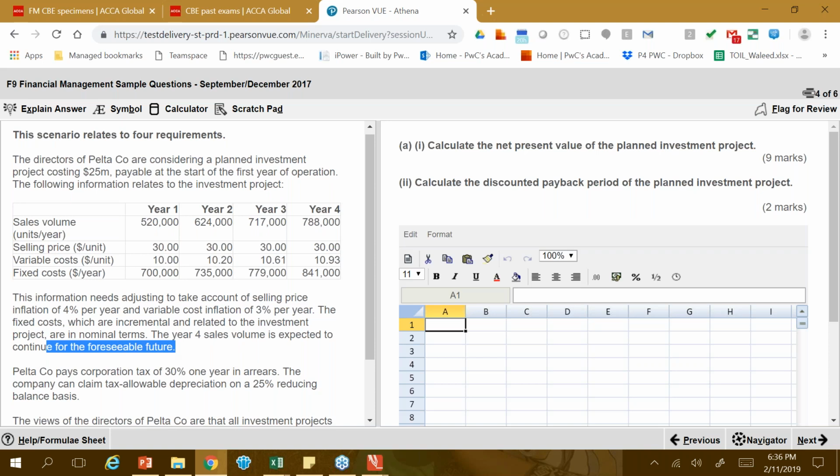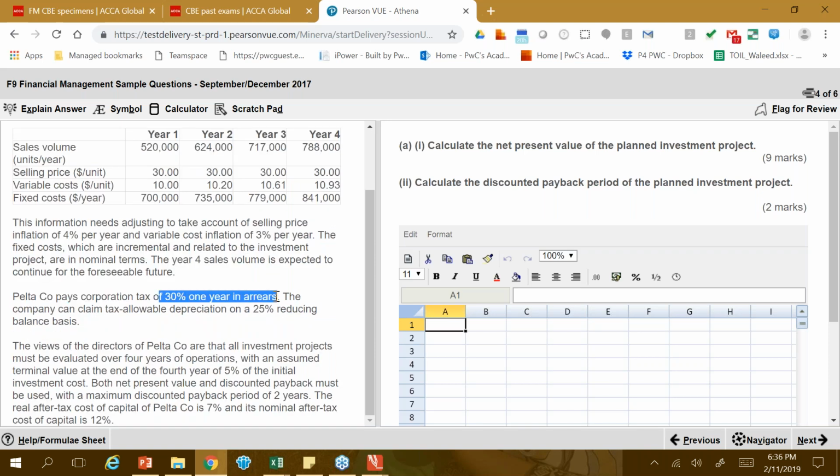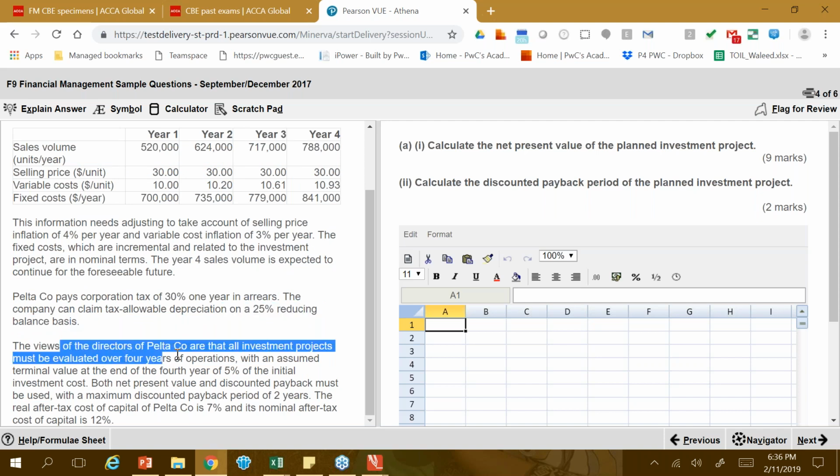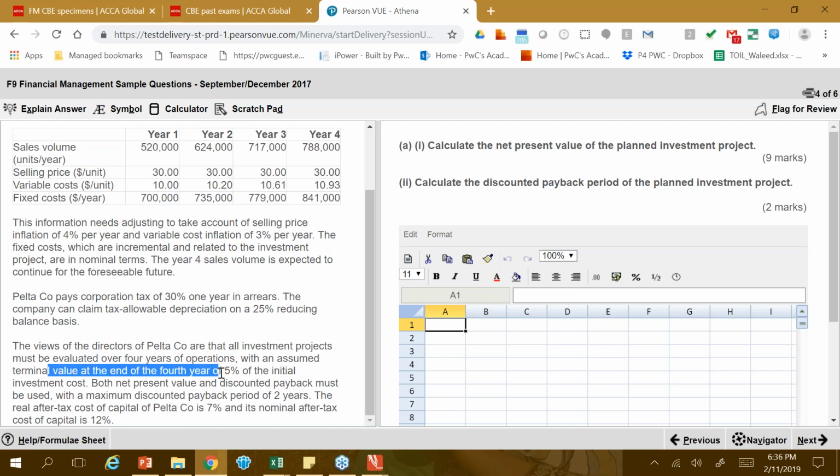Pelta pays tax at 30% 1 year in arrears. So a different tax treatment now, a different tax rate. The company can claim depreciation of 25%, reducing balance. Again, reducing balance, again 25%. The views of the directors of Pelta are that all investment projects must be evaluated over 4 years of operations, and that's why we'll do a 4 years NPV with an assumed terminal value at the end of the 4th year of 5% of initial investment cost. So the scrap value is going to be 5% of the initial investment cost.